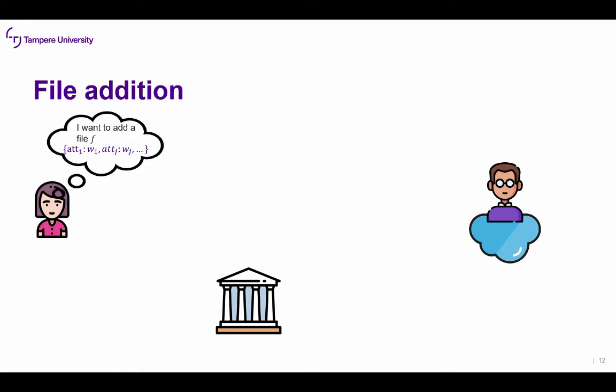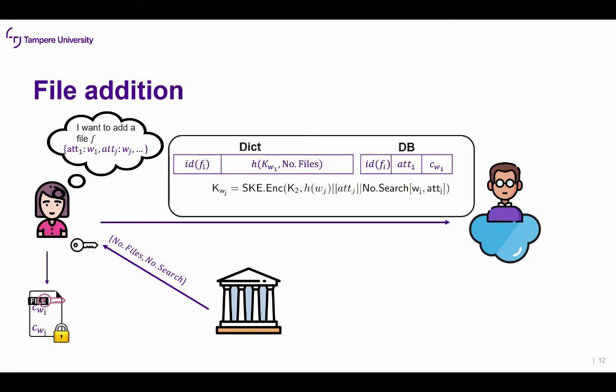our work works with structured data of the form attribute keyword, and so on and so forth. So to add an attribute keyword pair to the cloud, Alice first requests the corresponding number of files and number of search values from the TA for that specific attribute keyword pair. Now, as soon as she gets these values back, she can encrypt her file, and then she sends to the CSP both the index and the database, an encrypted database.